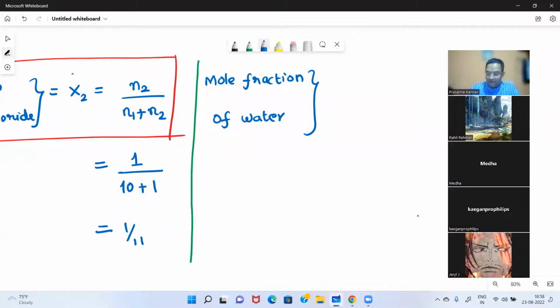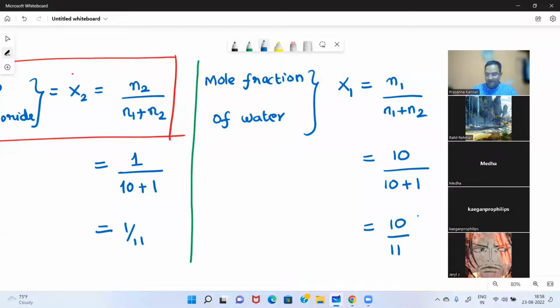So the mole fraction of water, let's call it X1, will be nothing but the number of moles of the solvent N1 divided by N1 plus N2. So what is N1? The number of moles of water in this case is 10, plus the number of moles of sodium chloride, 1. So 10 divided by 11. Always you can see that X1 plus X2 will be 1, is it not? 1 by 11 plus 10 by 11. What is it? 11 by 11, 1.